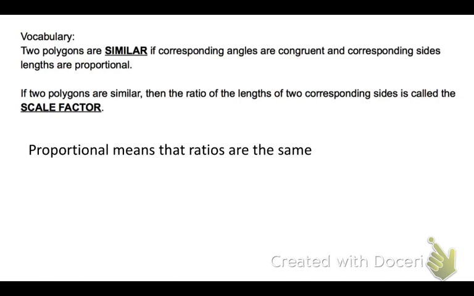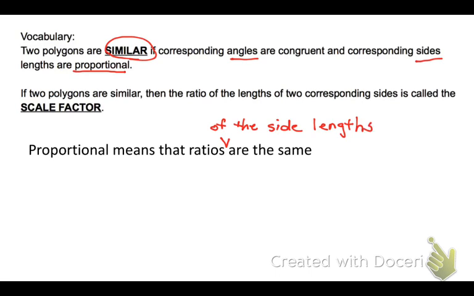So two polygons are similar if corresponding angles are congruent and corresponding side lengths are proportional. The angles are congruent, meaning that they're equal to each other, and the corresponding side lengths are proportional. Proportional means that the ratios of the side lengths are the same.